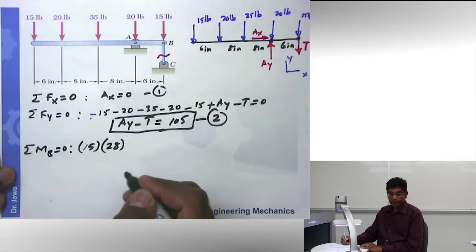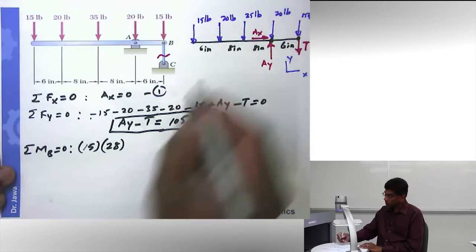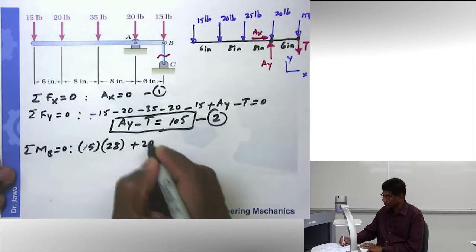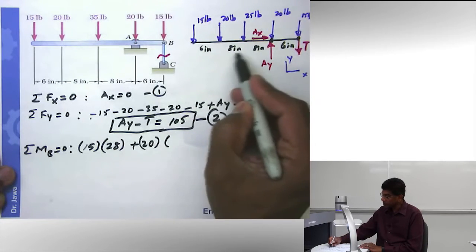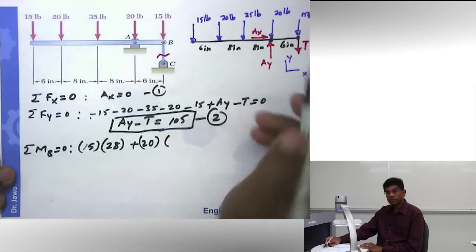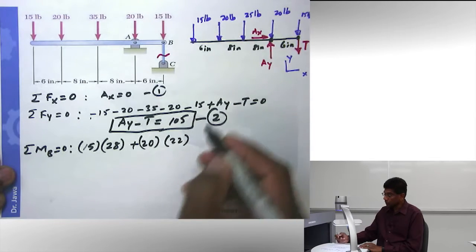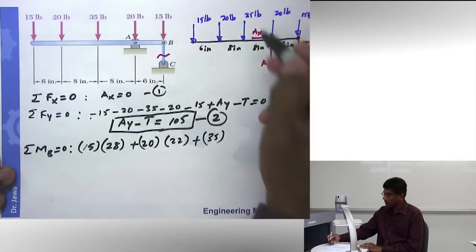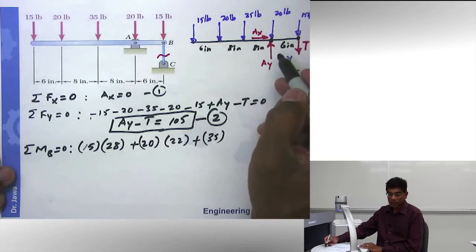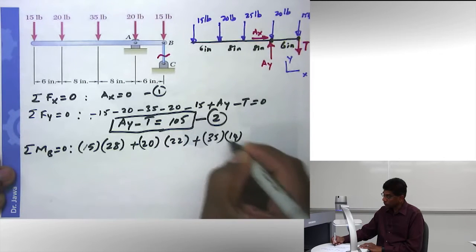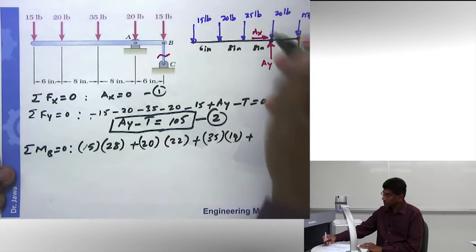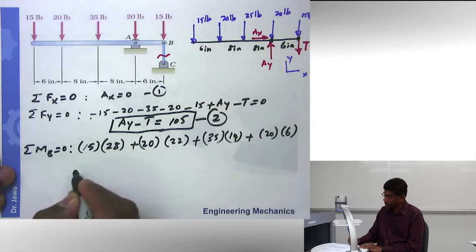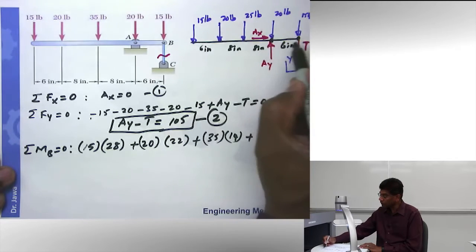All right. Then I'm going to move on to the next force, 20-pound force. Again, that is going to give you a counterclockwise moment. So plus 20 times this distance, 8, 8, 16 plus 6, 22 plus 35, which is going to give me a counterclockwise moment as well, which will be equal to 35 times 14 plus 20, next force, times 6, and I'm going to continue in the next line. I'm done with all these forces.